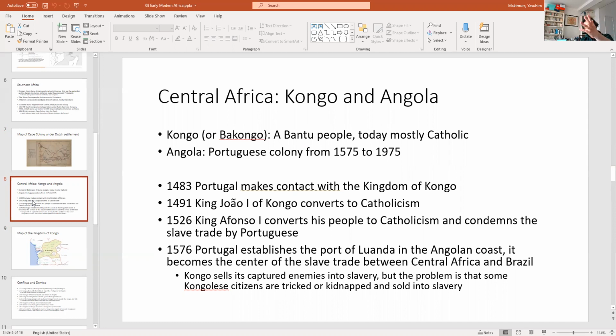But here's what happens: the Portuguese merchants were not happy with just the prisoners of war. The demand for slaves in the colonies of Brazil and the Caribbean was so huge that Portuguese traders resorted to trickery, and sometimes even kidnapped people and sold them into slavery in the Americas. And this was not kosher, right? The Kingdom of Congo was perfectly fine selling its enemies into slavery. I mean, they're your enemies, so who cares? But they were not okay when their own people were being tricked into slavery.